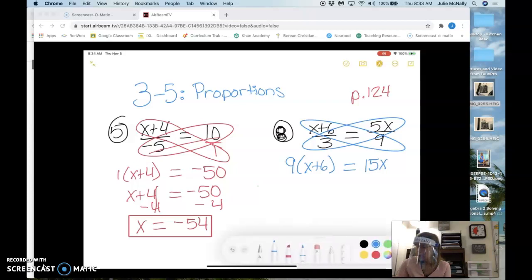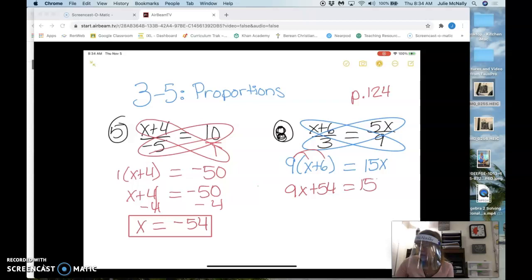So now I'm going to distribute my 9. So 9 times x is how much? 9x. And 9 times 6? 54 equals 15x. But this time, what do I need to move? The x's. I need the x's to be on the same side. So I'm going to move this one because the other x is already alone and it's just easier to move that one. So I'm going to subtract 9x from both sides.